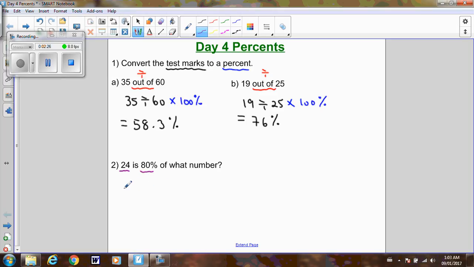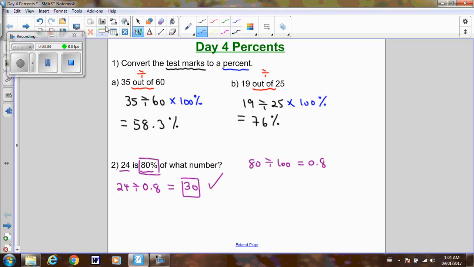Now, there's an easy way to do this kind of question. It's fairly simple. First of all, convert the 80% into a decimal. To do that, you just do 80 divided by 100, and that's going to equal 0.8. So 80% is the same as 0.8. The next step is to take the number 24 and divide it by 0.8. If you do that, you're going to get 30. So there's your answer right there.